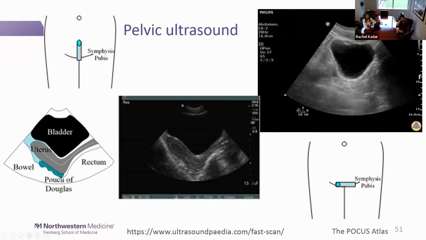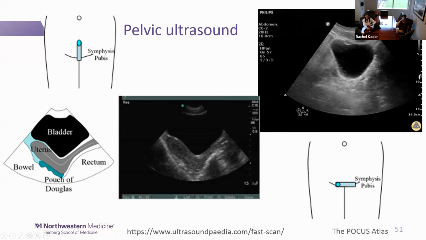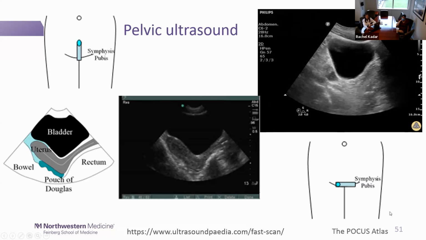But if you're initially looking for free fluid, which we assume in a trauma patient is blood, or in your post-op patient is blood, we want to start looking here in this pouch of Douglas. Here in your transverse view, that bladder is going to look a little bit more like a trapezoid. So take a look at both of these pictures and assess whether you think you see free fluid in them.